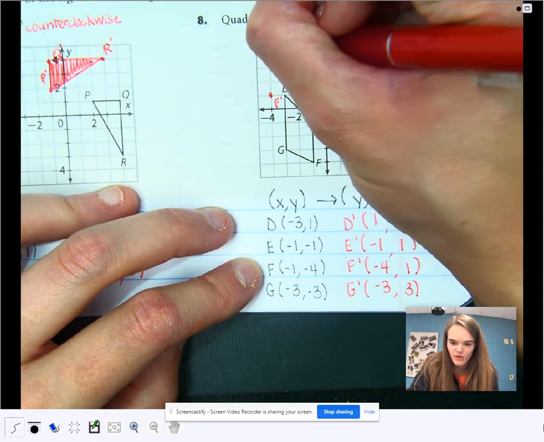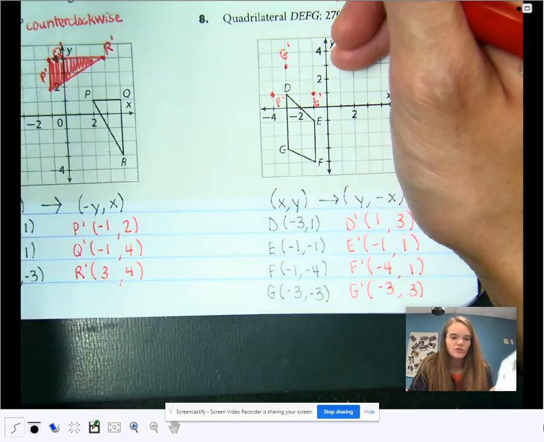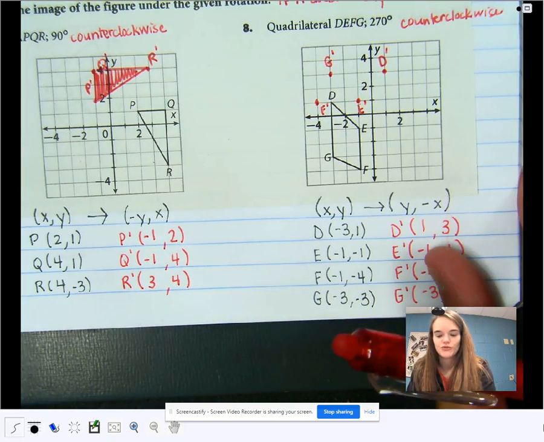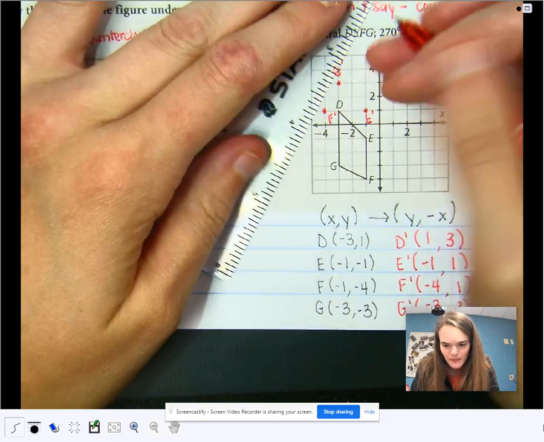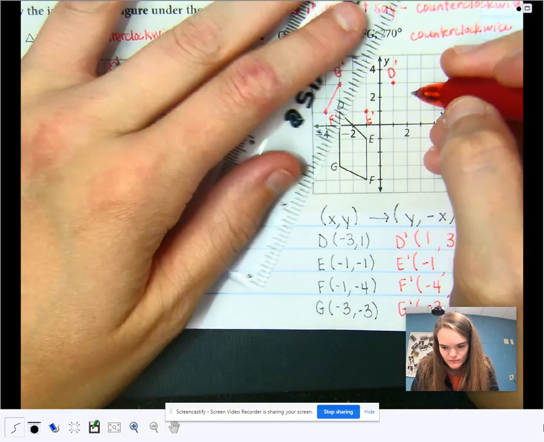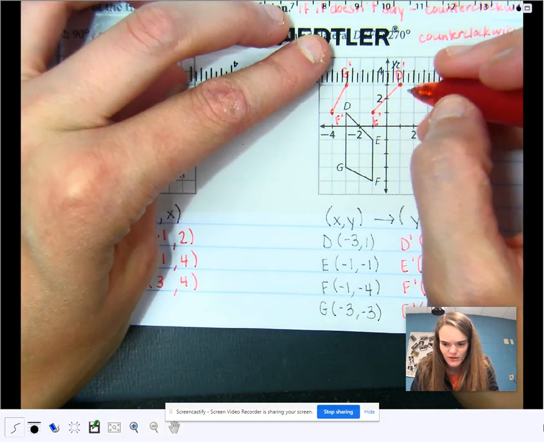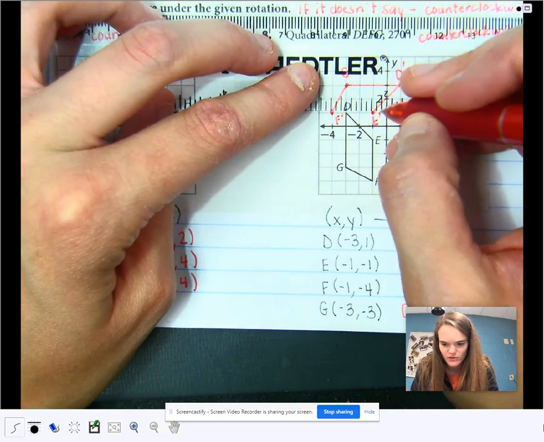G prime. Take your straight edge. In case you don't realize already, I am a perfectionist, so please use your straight edge, okay? And shade it in. The picture is your answer.